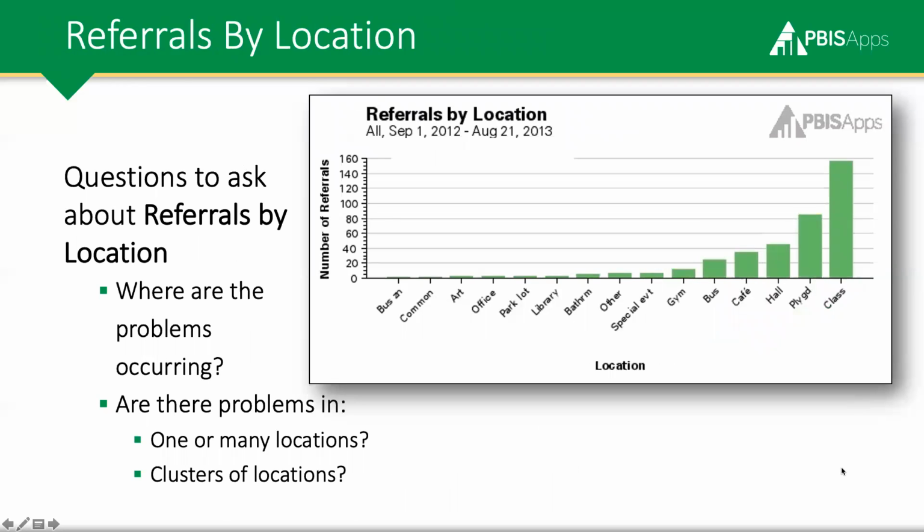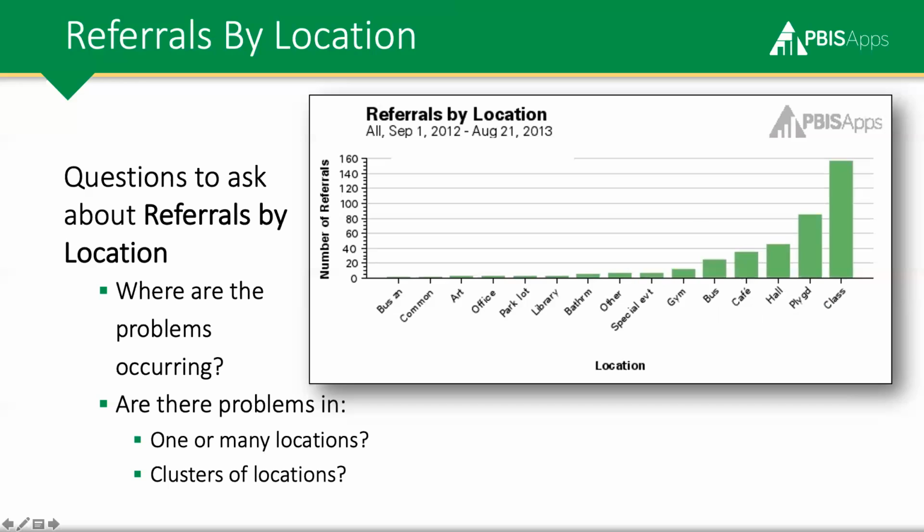Here's a report on location. In looking at this, I can see the majority of the problem behaviors are coming from the classroom, which makes sense. This doesn't surprise me because that's where the kids spend most of their days. But you can also see that we've got playground and hallway and cafeteria and even the bus. These are now a grouping of locations that are non-structured, unstructured types of settings.